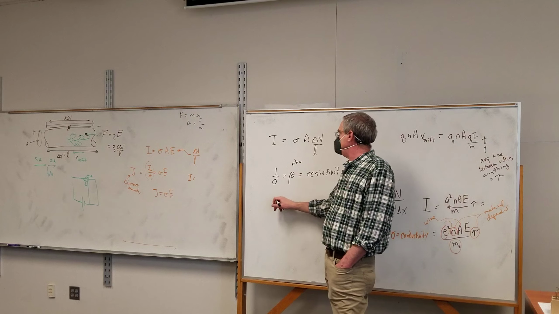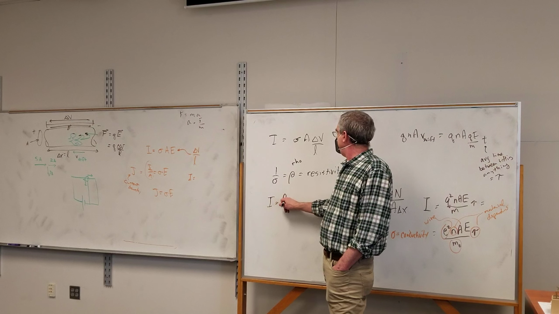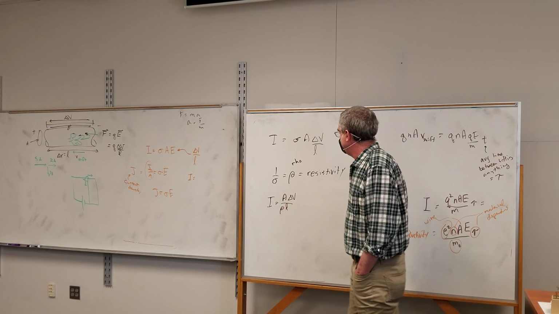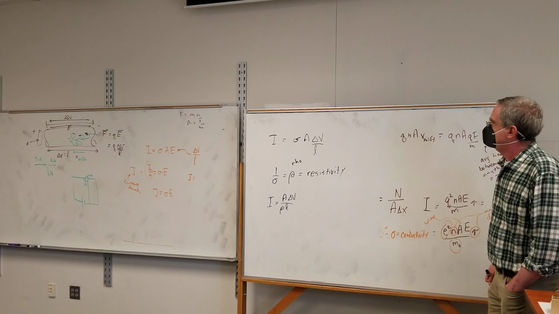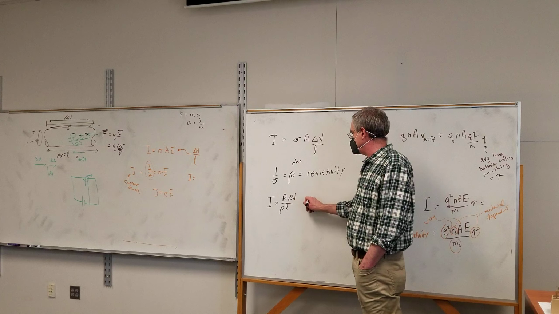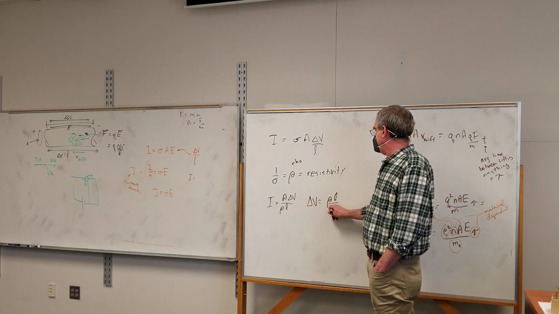So I pop that in here, and so now my current is equal to A delta V over rho L. I'm going to solve for delta V because I know where I'm heading on this one. And that's equal to rho L over A times I.